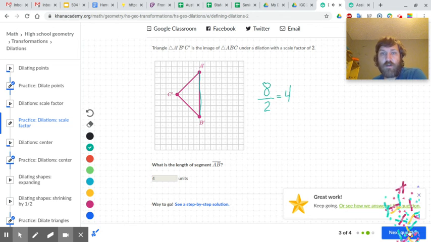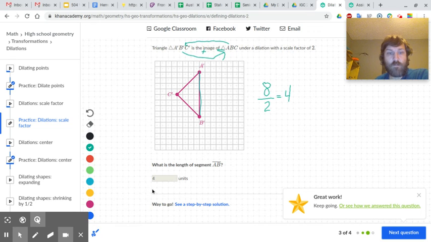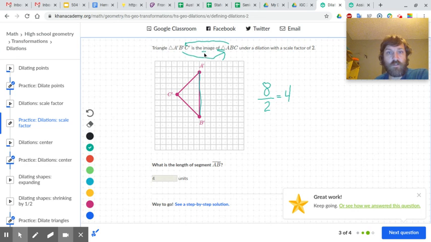That's pretty much all you have to do on these. It's just either multiply or divide. If you're going from the image to the pre-image, you divide. If you're going from the pre-image to the image, you multiply. So this is division going this way. Oops, that's a plus sign. That's okay. You get the idea. Let's go back. That's division, and that's multiplication going that way. So just keep that in mind as you do these.